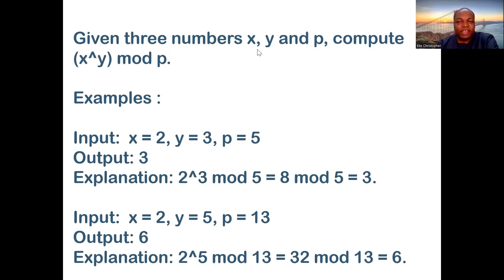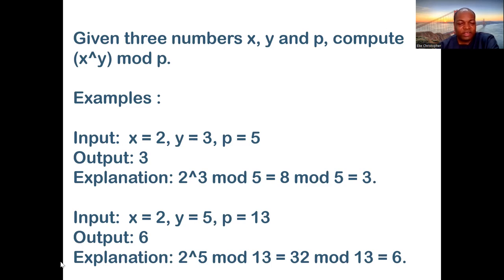Next, given three numbers x, y, and p, compute x exponent y mod p. That is just what we have just done. Input, we have x equals 2, y equals 3, p equals 5. The output is 3. Why? 2 exponent 3 equals 8. That is 2 times 2, 4. 4 times 2, 8. 8 mod 5 equals what? 3. Why? 8 divided by 5 is 1 remainder what? 3.